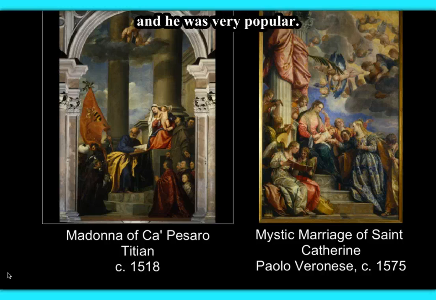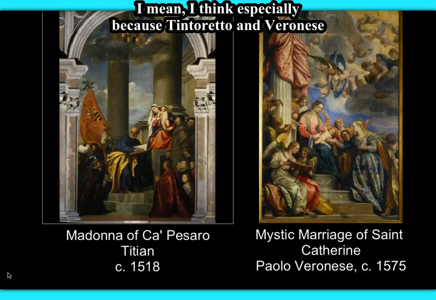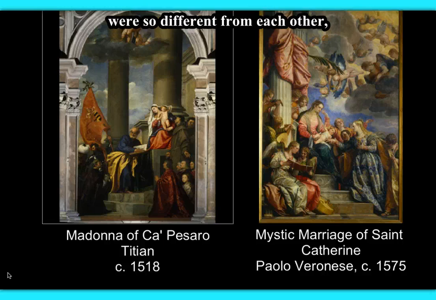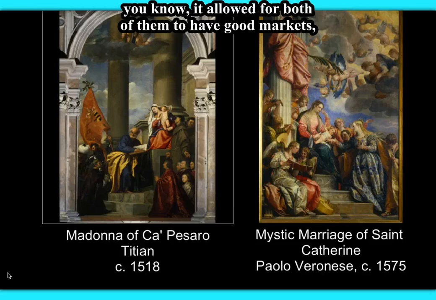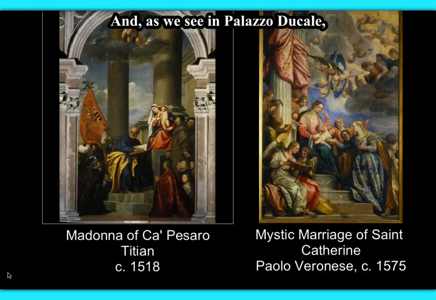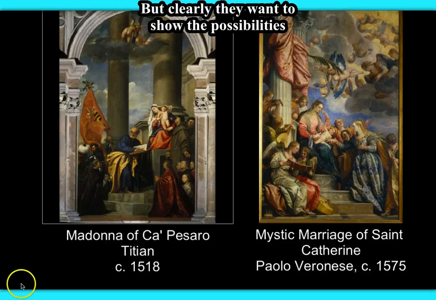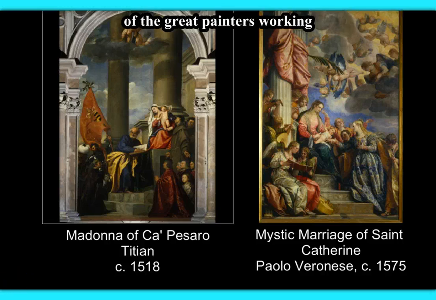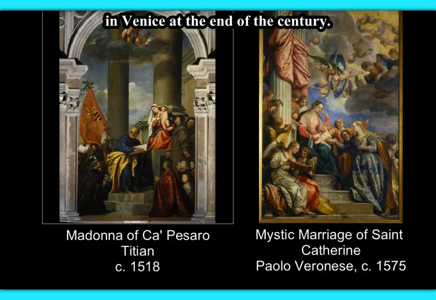And he was very popular. I think especially because Tintoretto and Veronese were so different from each other, it allowed for both of them to have good markets depending on what your personal taste or preference was. And as we see in the Palazzo Ducale, their styles are so strikingly different that perhaps we would think, why would they have them work together? But clearly they want to show the possibilities of the great painters working in Venice at the end of the century.